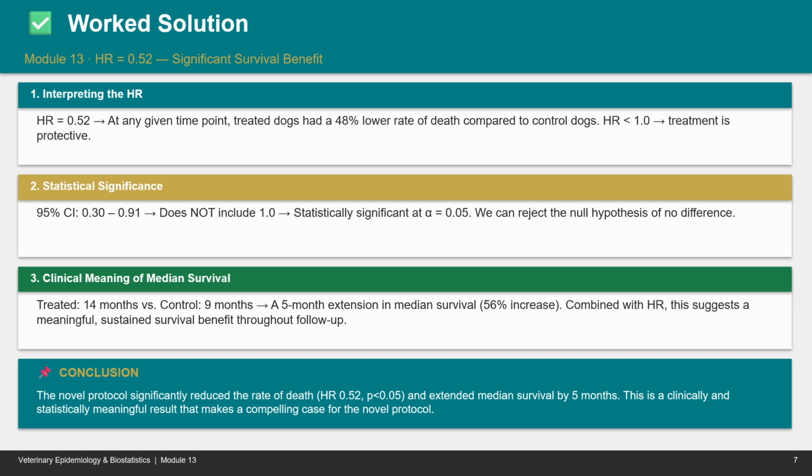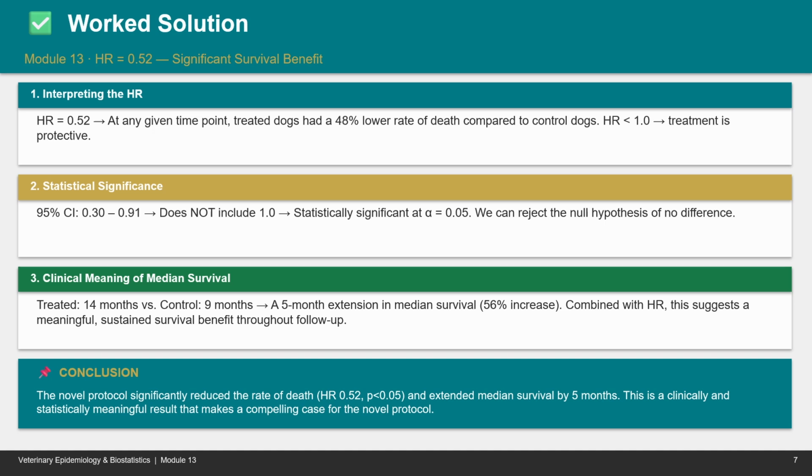Second, statistical significance. The 95% confidence interval runs from 0.3 to 0.91. It does not include 1, so the result is statistically significant. We can reject the null hypothesis.